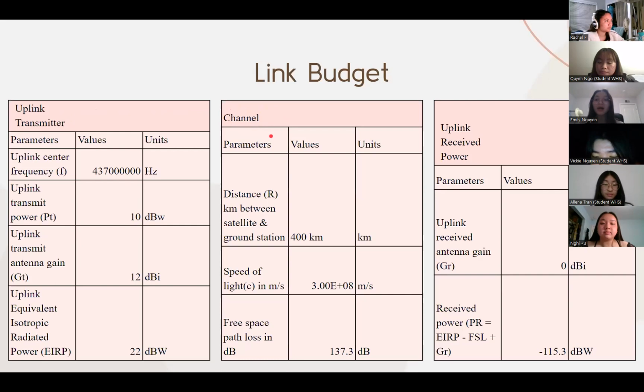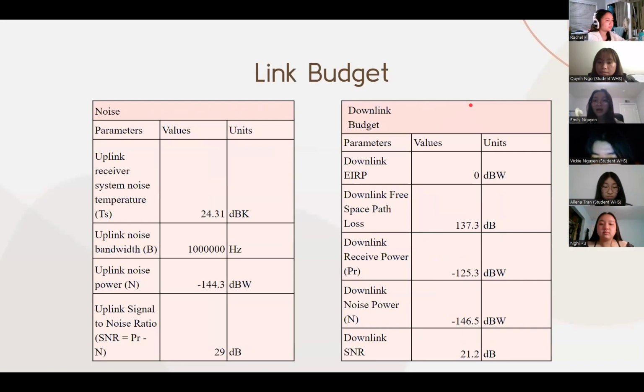Then we found the uplink received power, which is when the signals have reached the CubeSat and how much power the CubeSat receives. On the next slide, we calculate the signal to noise ratio, which is a measurement of the strength of the signal to the background noise. And lastly is the downlink budget, which includes the calculations for when the satellite sends back data signals to the ground station.